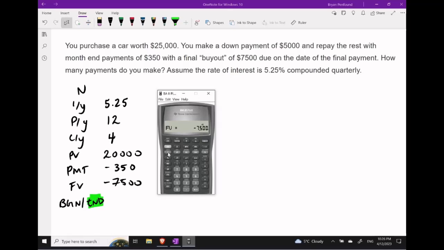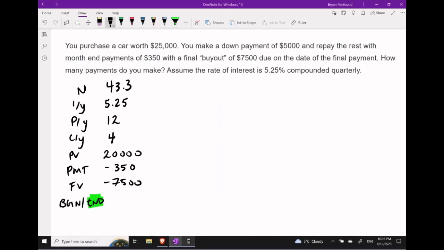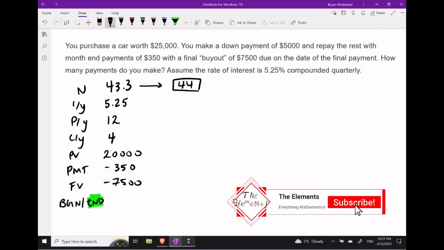Let's compute N, and N comes out to be about 43.3. So what we're going to do is round that up, so that the total number of payments that we need to make over the term of this particular payment stream is going to be 44.